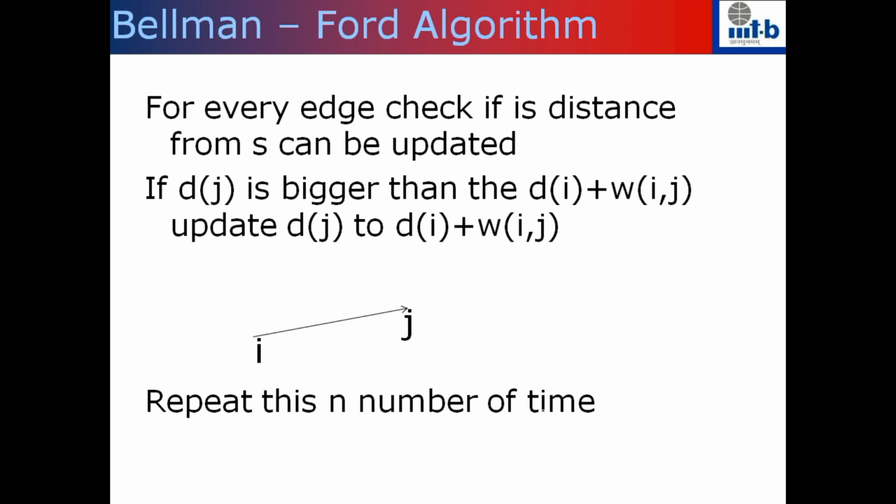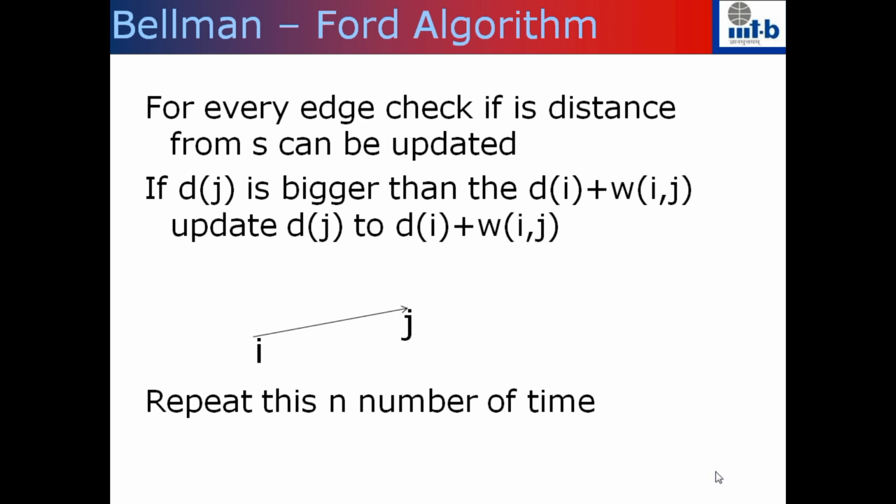If d of j is bigger than d of i plus the weight of this edge, just update d of j to d of i plus the weight of this edge. Just repeat this n number of times. So the claim is that at the end of this algorithm, d of i will be the length of the shortest path from s to i.